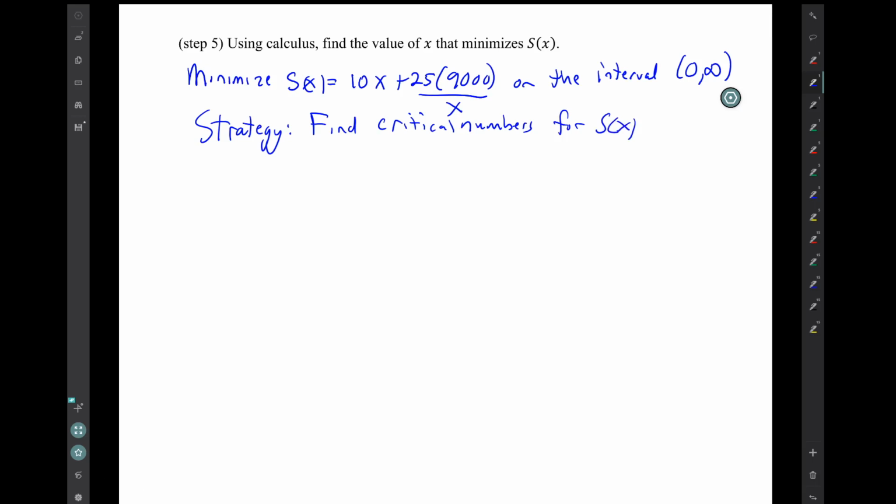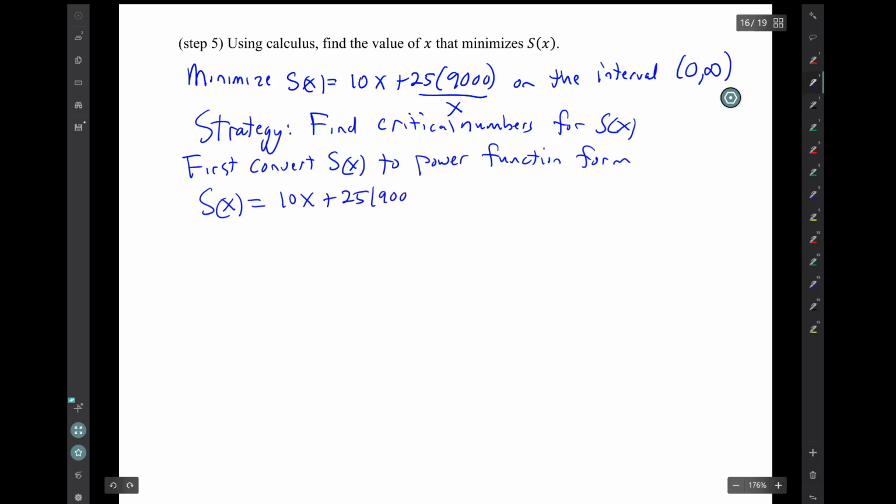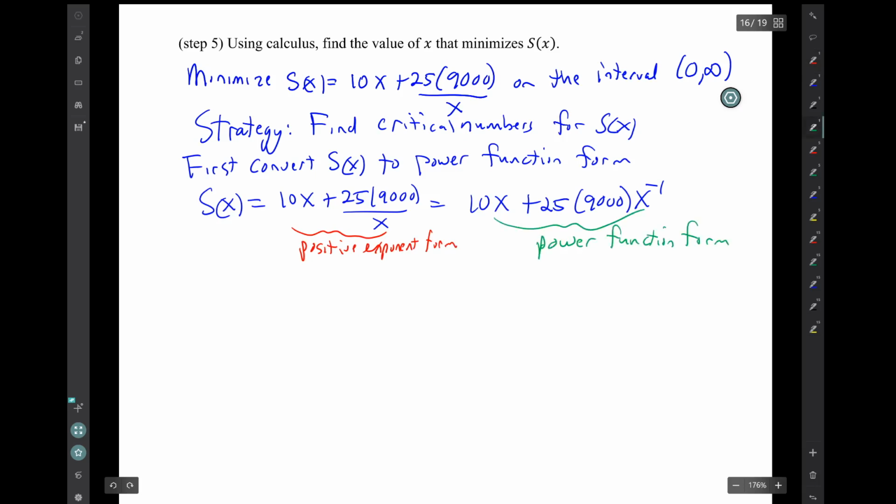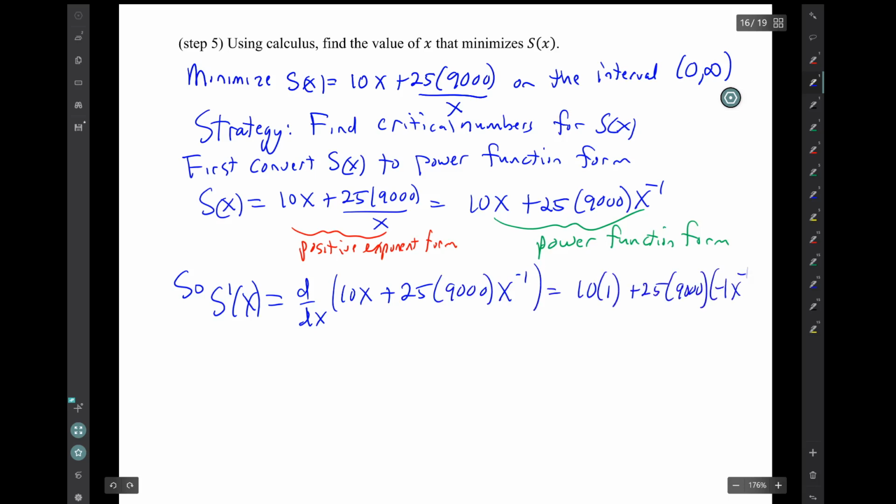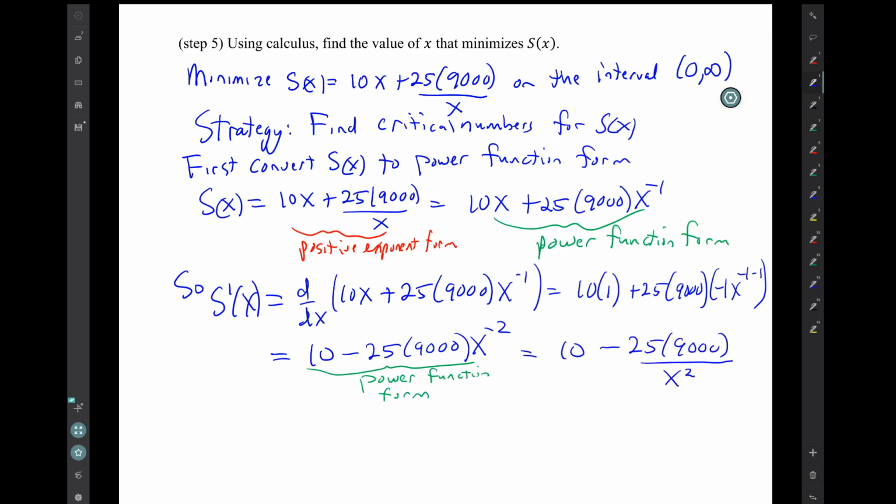Now notice s of x is given in positive exponent form. Let's convert it to power function form to make the derivative easier. Now we've converted the function to power function form so we can find its derivative more easily. So there's s prime of x. So our goal is to find the critical numbers for s of x, but we should find the partition numbers for s prime. We'll do that on the next page.